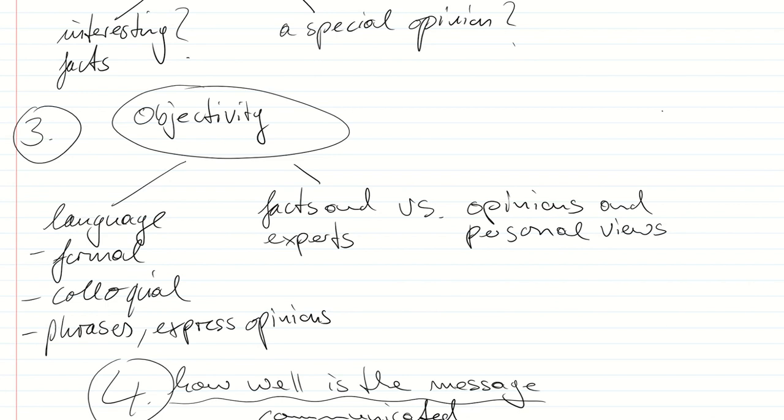Then number 3, the degree of objectivity. Therefore, you have a look at the language. Is it more formal? Is it more colloquial? Can you find phrases expressing opinions? And then you have to compare how many facts and expert knowledge you have in this text on the one hand, and on the other hand, how many opinions and personal views you have.